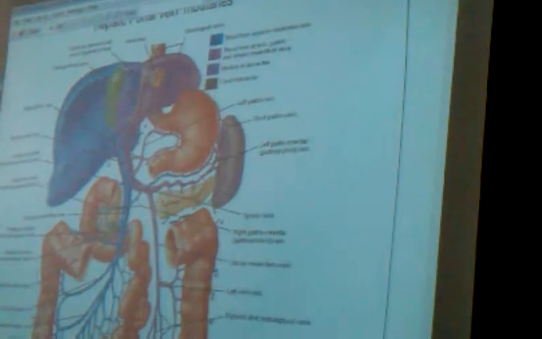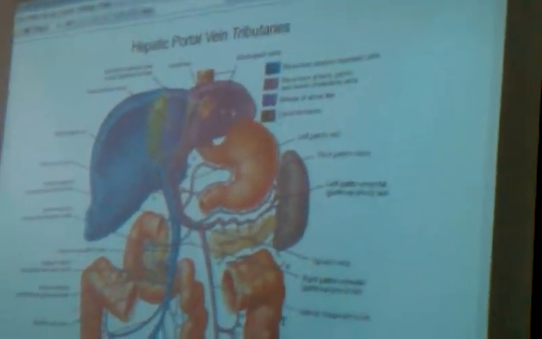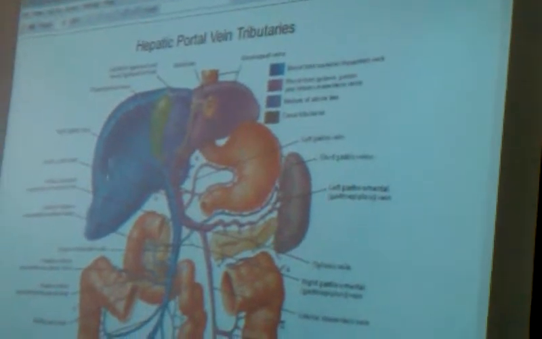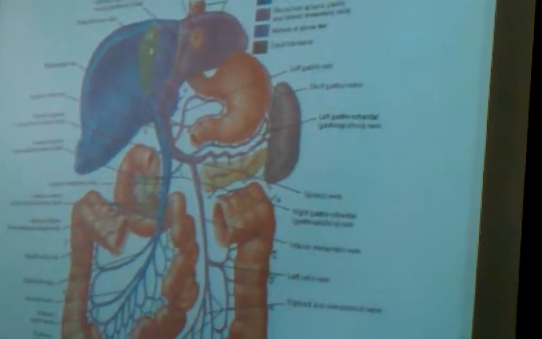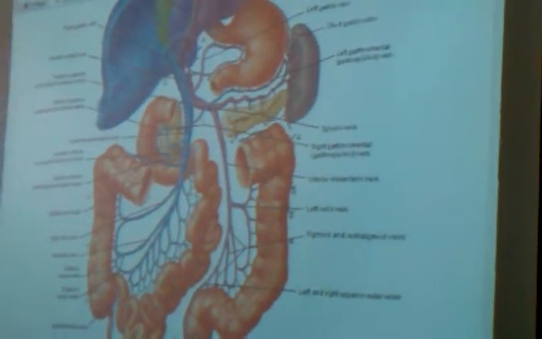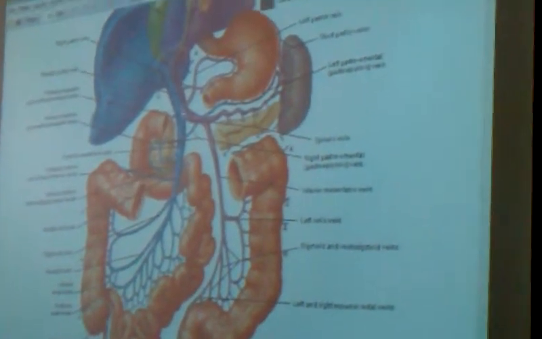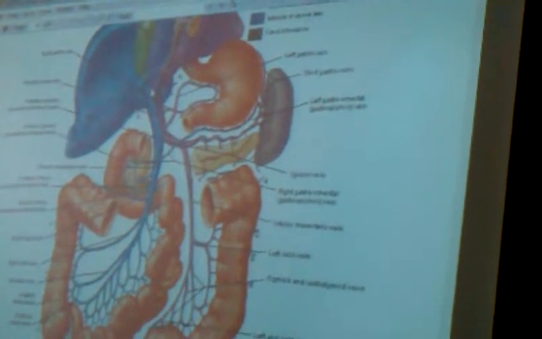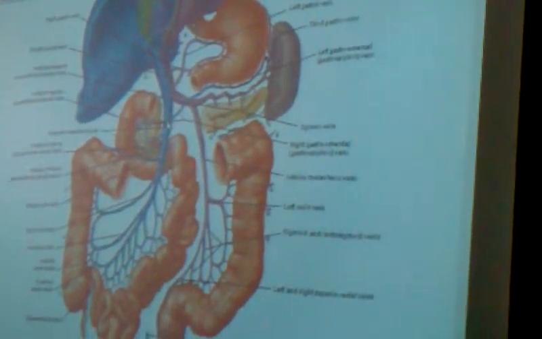Anatomical drawings are so helpful. Here are the hepatic portal vein's tributaries. You see the liver right here. We flipped up the gallbladder, that green pouch right there, so you can actually see the hepatic portal vein going into the liver from underneath. And you can see what's contributing to that hepatic portal vein.